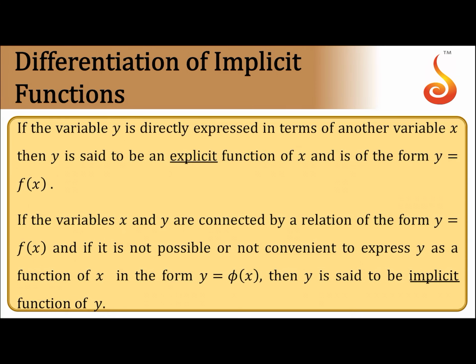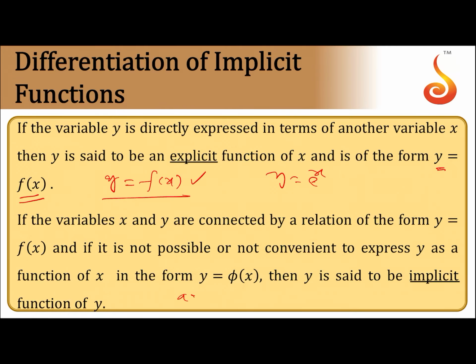Coming to implicit function and explicit function. What is meant by implicit and explicit function? If y is a dependent variable and x is an independent variable, and if you can write y in terms of x alone, then it is said to be an explicit function. You are explicitly expressing the dependent variable on the independent variable. So example, y equals e power x, y equals sin x, etc.